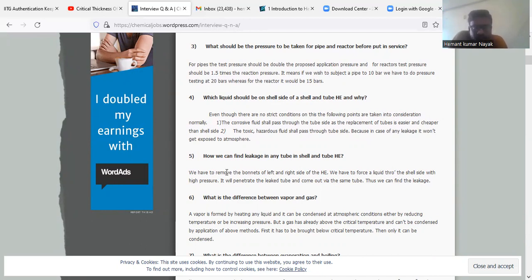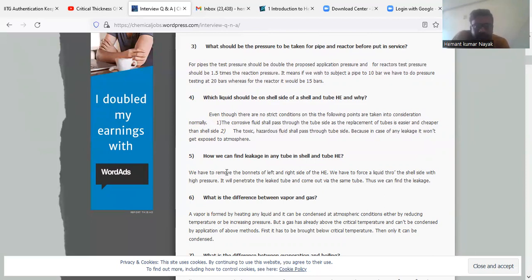The corrosive fluid can corrode the shell. That's why we use corrosive fluid on the tube side. And the replacement of tubes is easier and cheaper than the shell side. Okay, so because replacement of tube is easier.